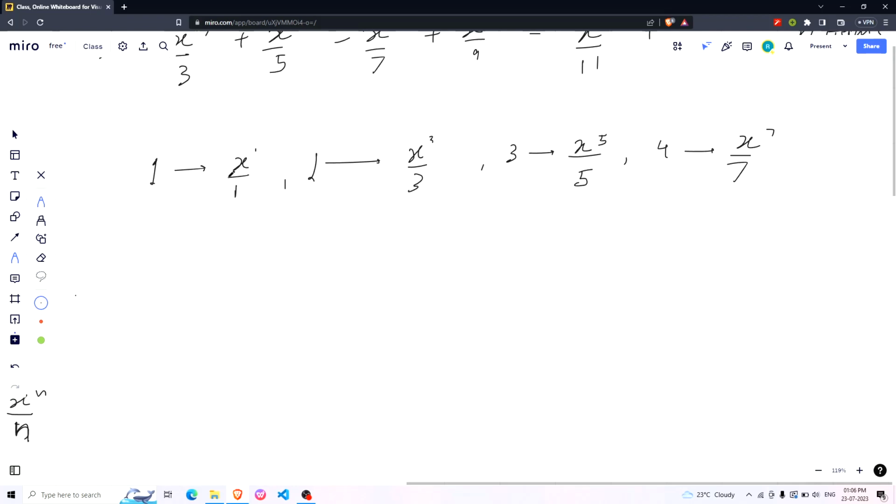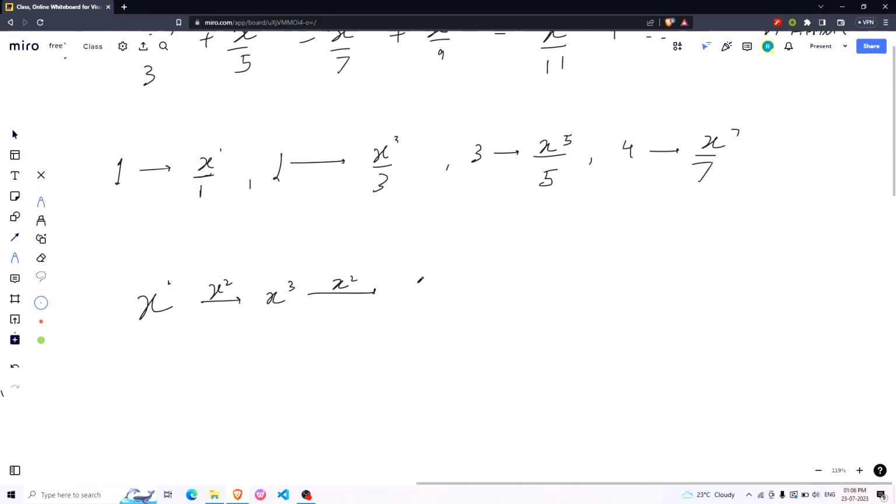Between numerator and denominator, we can clearly see here that the numerator is getting multiplied by x twice every time. It was x to the power 1 in the beginning, after that it became x cube, which means it was multiplied with x square, and again it was multiplied with x square, and again it was multiplied with x square. So this is the pattern that is getting followed in the numerator.